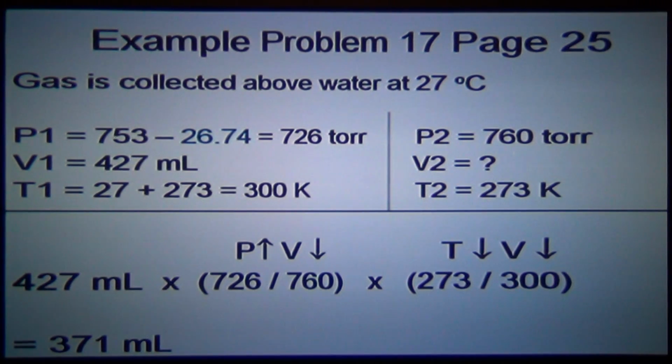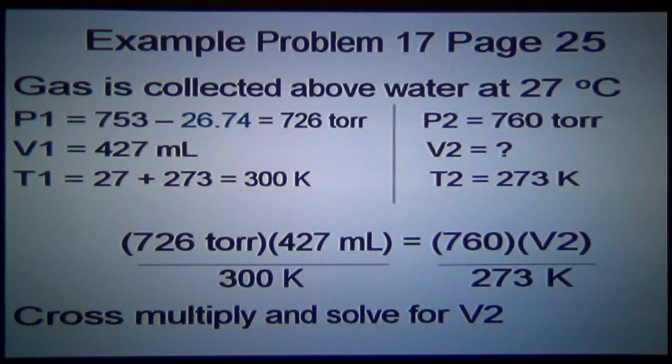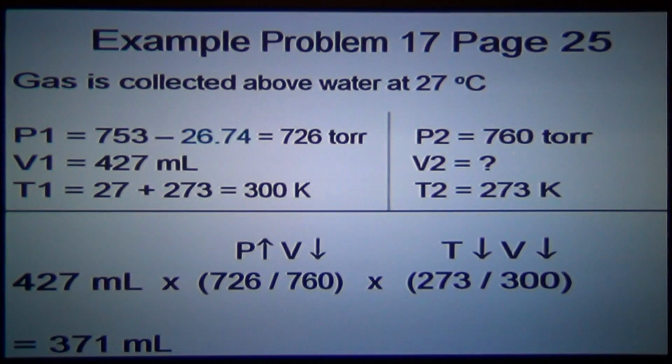And notice if you multiply through the 427 by the changes due to the pressure and the changes due to the temperature, you get the exact same answer as with the algebraic method. If you cross multiply and solve for V2, both of these would tell you that the final volume of this gas that was collected above water, at STP conditions, standard temperature and pressure, would be 371 milliliters.